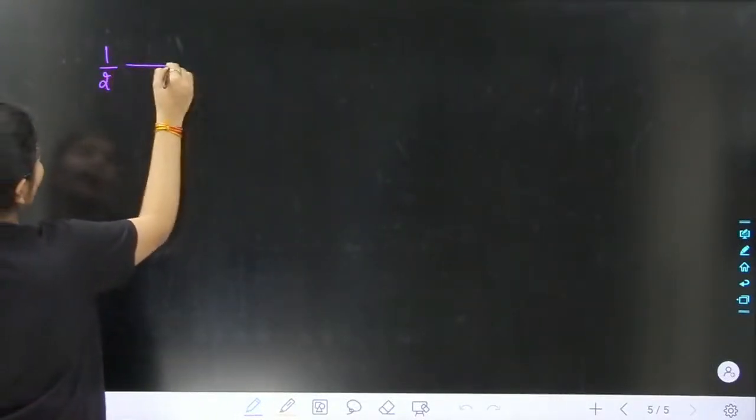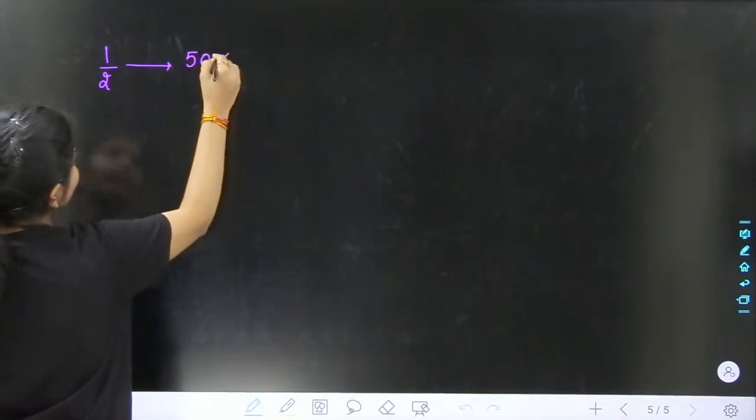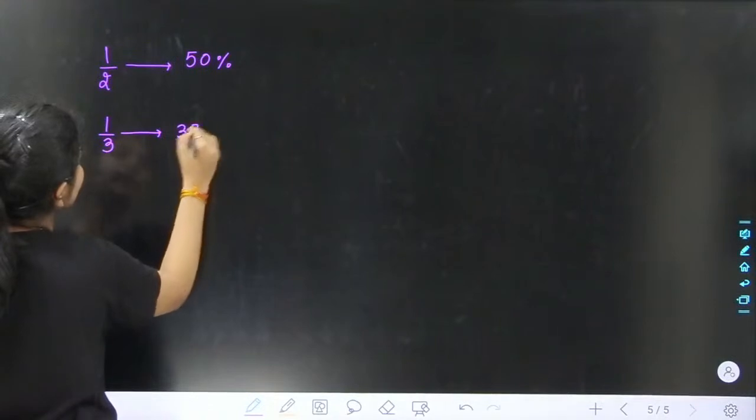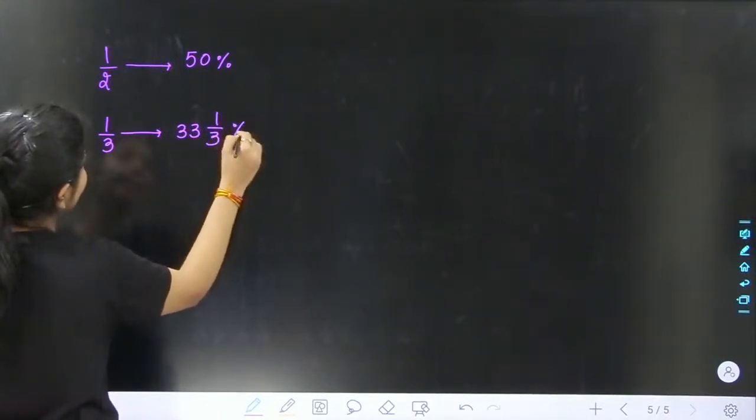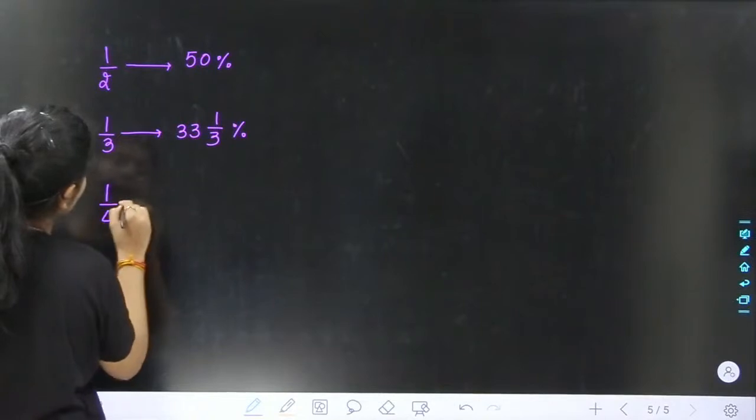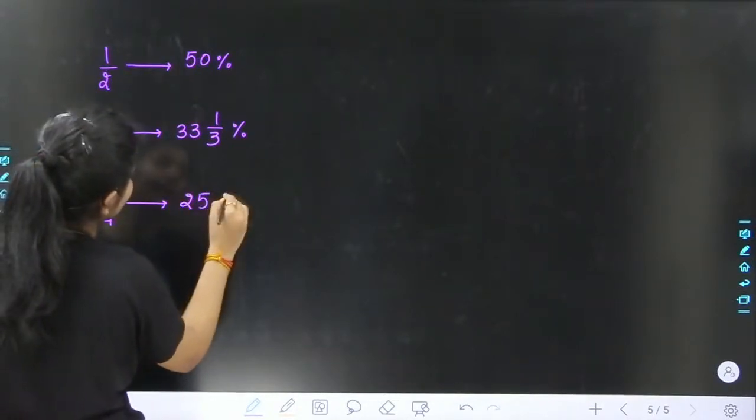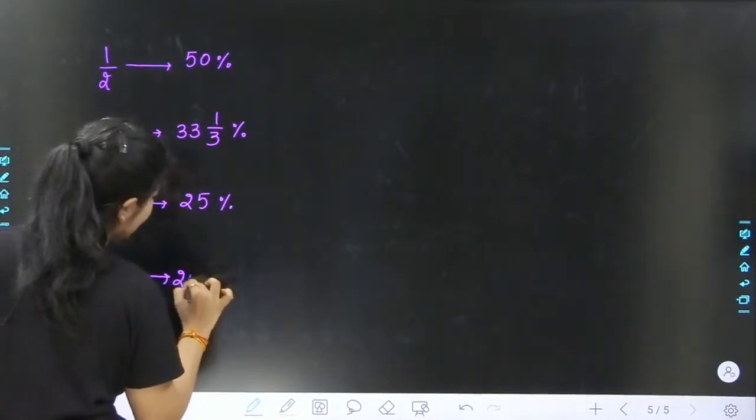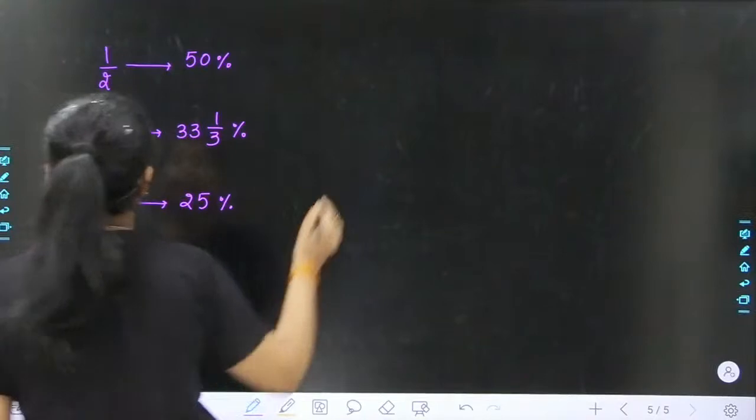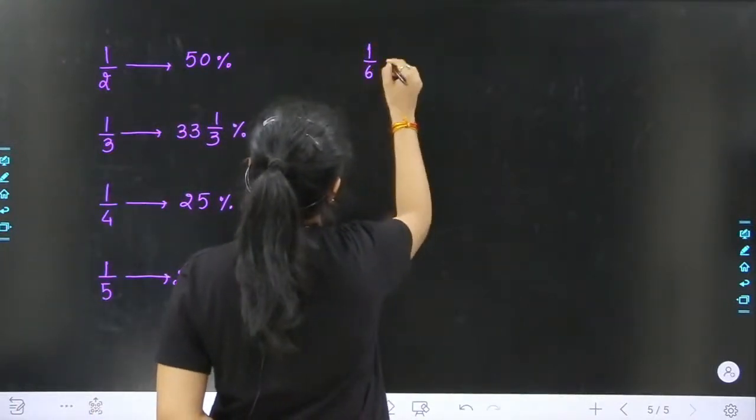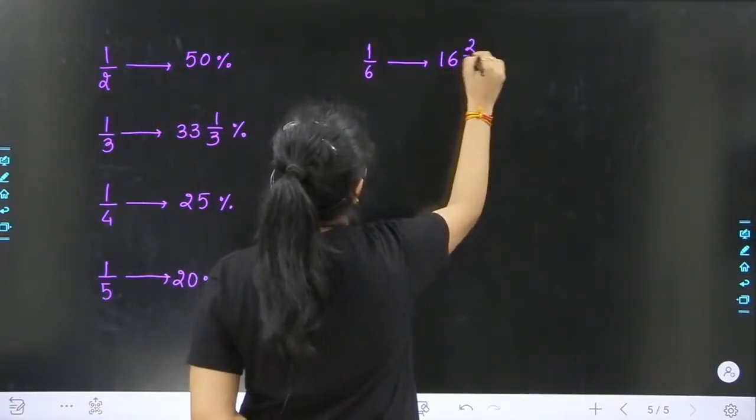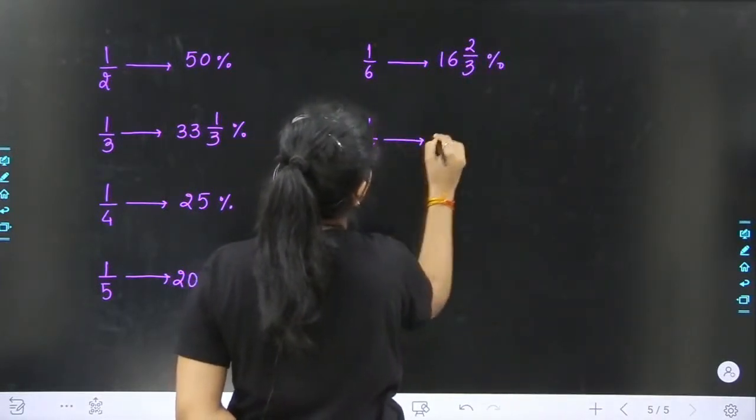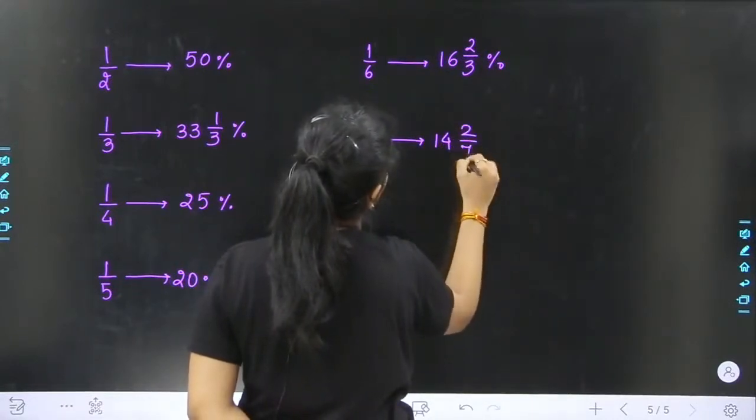we can write 1 by 2 as 50%. 1 by 3 as 33 1 by 3%. 1 by 4 as 25%. 1 by 5 as 20%. 1 by 6 as 16 2 by 3%. 1 by 7 as 14 2 by 7%.